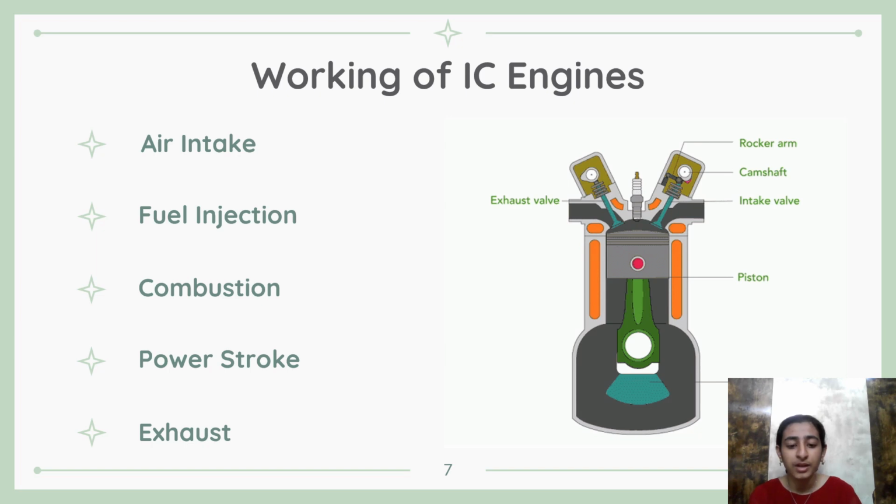Next, we have the combustion stage. The ignited fuel-air mixture rapidly burns, producing high-pressure gases. Then we have the power stroke. The pressure from the combustion forces the piston downward with significant force. At last, we have the exhaust. The exhaust valve opens, allowing the burnt gases to exit the cylinder, and therefore the cycle repeats. This repeated process drives the pistons, which are connected to a crankshaft, and ultimately generates the mechanical power.